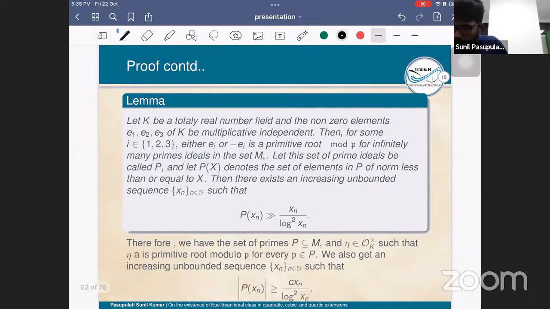Okay, so using this lemma, and I also have a real biquadratic field. So certainly I can get 3 units which are multiplicatively independent because it has rank 3. Out of that, I will have 1 unit and an infinite set P contained in M_epsilon, such that the unit is primitive mod p for every p belonging to P, and also an unbounded sequence x_n such that |P(x_n)| is greater than or equal to c x_n by log squared x_n.